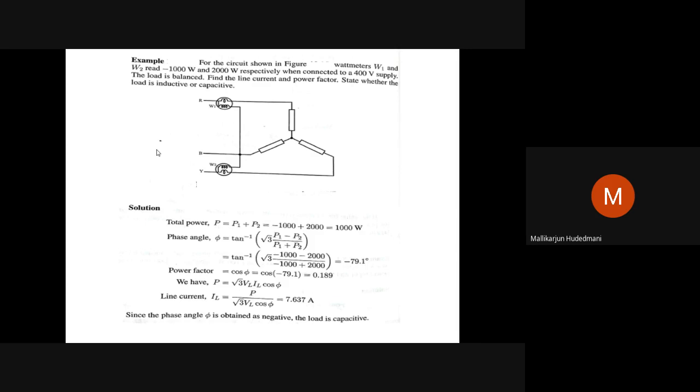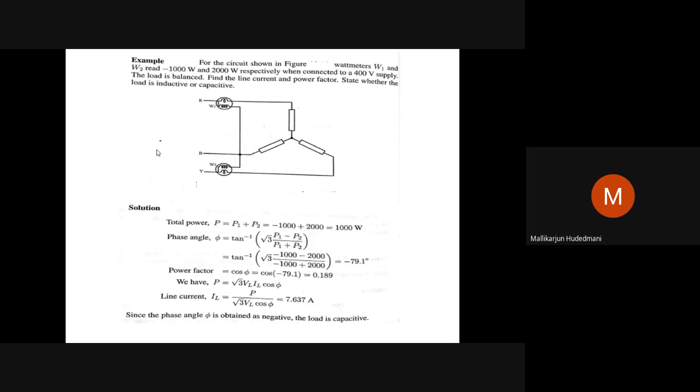Total power absorbed is W1 plus W2. That we can see total power P is the reading of W1, W2, P1 plus P2. What is the reading of P1? Minus W1. How do you get minus? Whenever one of the instruments starts reading on the negative side because of the phase angle, that instrument is reverse connected in a differential way. Then readings are taken. After the reading, minus is inserted to the reading.